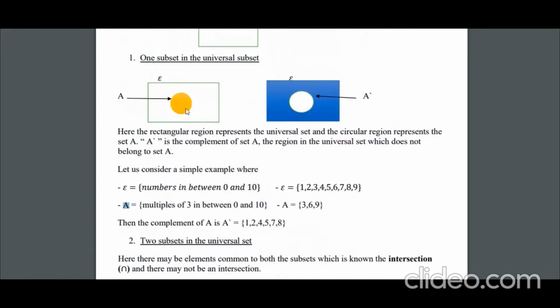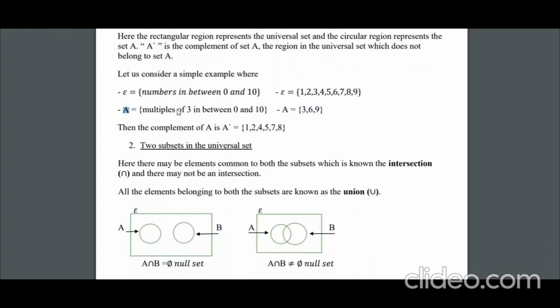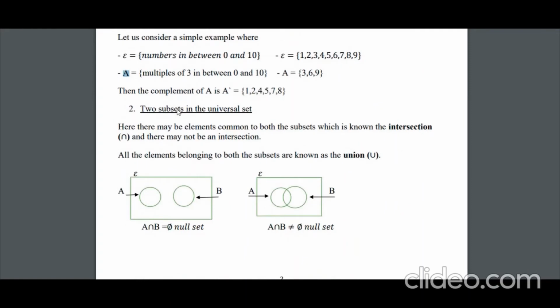So we looked at one subset. What if there are two? There can be two subsets, A and B. Two things to remember here are the intersection and union. Now there might be elements which are common to both of these. For example, if A are the numbers from 1 to 10 and B is the even numbers from 1 to 10, there are some numbers that overlap. Sometimes they may overlap, sometimes they may not.